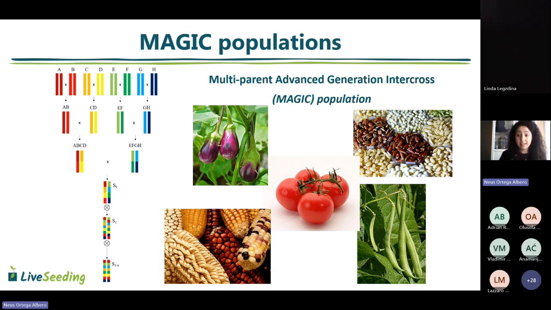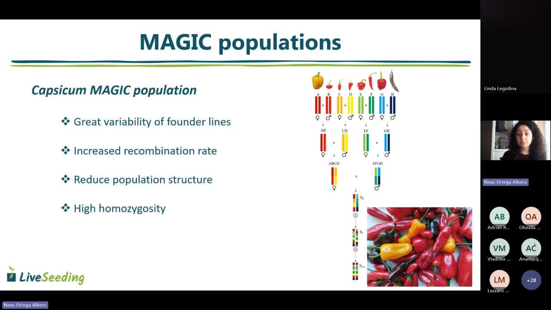The study of these populations has resulted in a lot of new genes or genetic regions related to complex traits. This information is now being used to improve crop quality and yield, and also to add resistance and tolerance to different abiotic stresses during these breeding processes. Now I'm going to give you some examples of MAGIC populations and their use. In our laboratory in Valencia, we are currently developing the first MAGIC population in capsicum in the world.